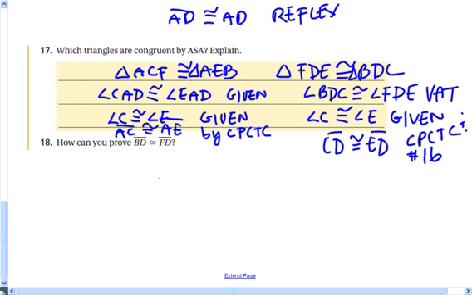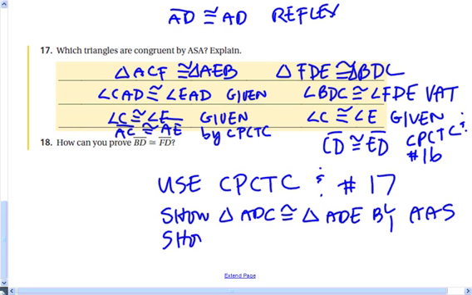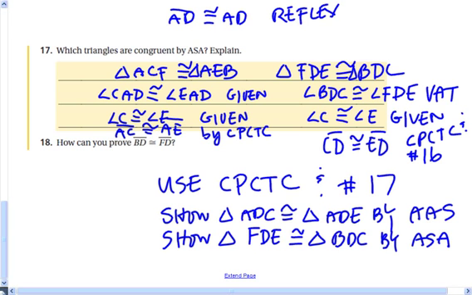So how can you prove BD is congruent to FD? To do that, you would show triangle ABC congruent to triangle ABC by angle, side, and then you would show triangle FDE congruent to triangle ABC by angle, side, angle, and then you would use CPCTC to get that BD is congruent to FD.